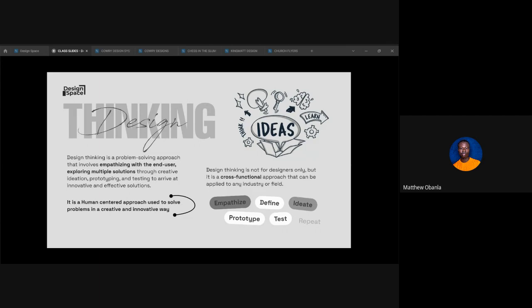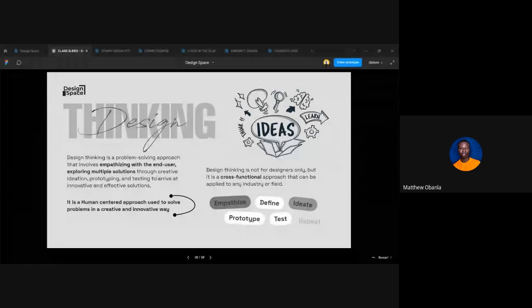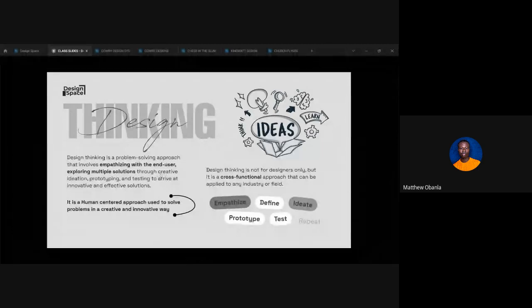So it was through innovation, through design thinking, that they made the wristwatch smaller, in such a design that it can fit the wrist. Do you get what I'm saying? It is through design thinking of engineering that they thought to do that. So there is something I want you to understand: I said multiple solutions through creative ideation, prototyping, and testing to arrive at innovative and effective solutions.